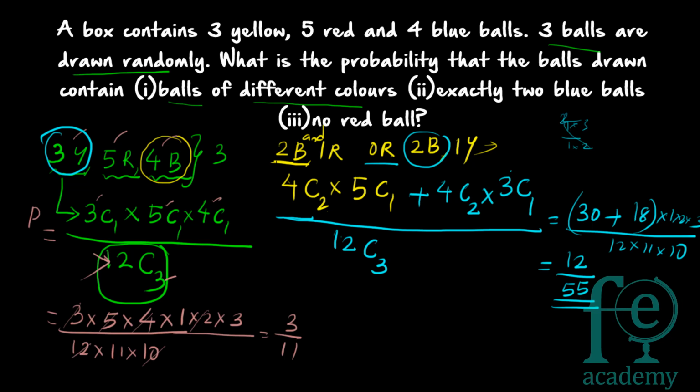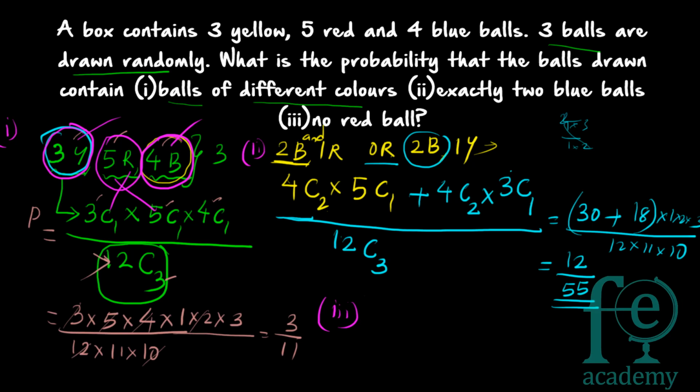Now the third condition is, so this is 1 and this is 2. Now our third question is no red ball. No red ball means all the balls should be taken from yellow or blue. So how many possibilities are there? 7. So out of these 7 balls, you have to select 3 balls. You have to omit red balls as such. There should not be any red ball. So you can select 3 balls from the total of 4 blue balls and 3 yellow balls.